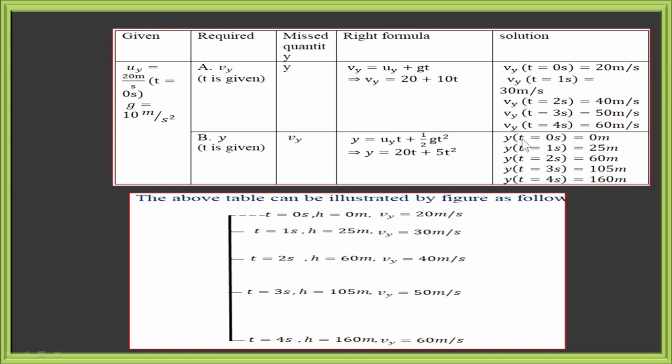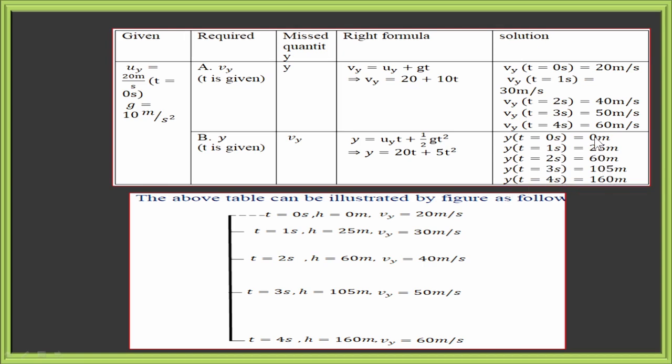Y at t equal to 0 is 20 times 0, which is 0, plus 5 times 0 squared, 0, so it is 0. For 1 second, 20 times 1 is 20, plus 5 times 1 squared is 5, so 20 plus 5 is 25, and so on. So y at t equal to 0 seconds is 0, at 1 second 25, at 2 seconds 60, at 3 seconds 105, and at 4 seconds 160.